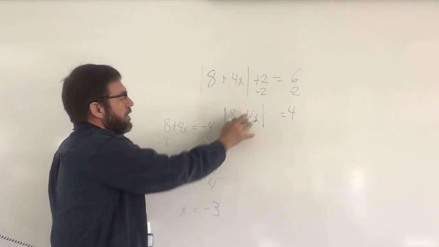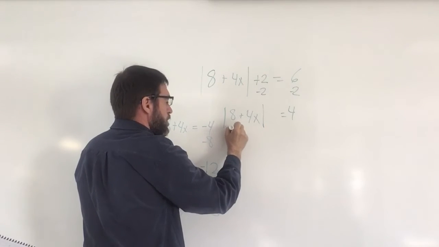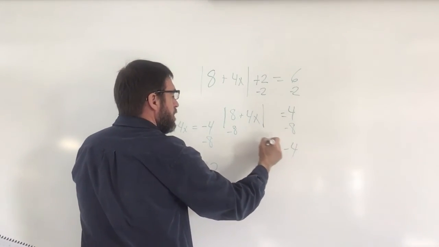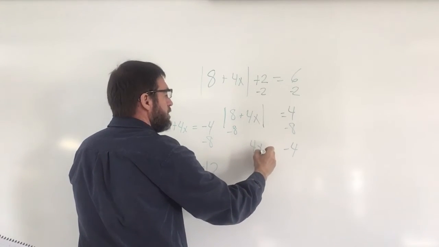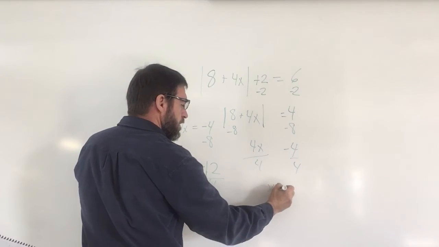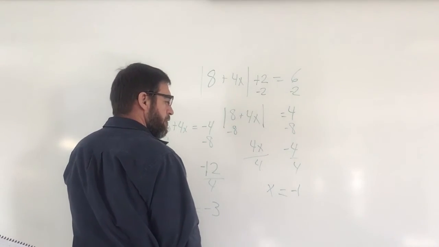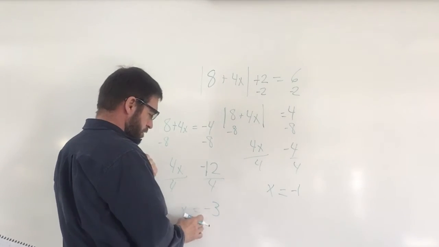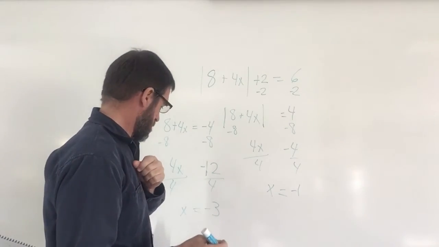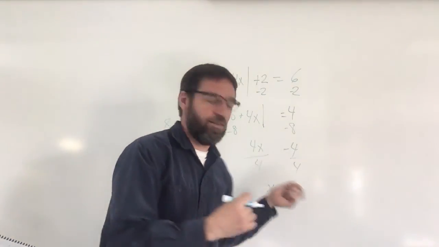Got that? Okay, let's solve this one. It's 8 plus, and so we're going to subtract 8. 8 makes us negative 4. And then I've got 4x. 4x equals negative 1. X equals negative 3. X equals negative 1. Wow, both come up with negative numbers. Oh yeah, check it. There we go.